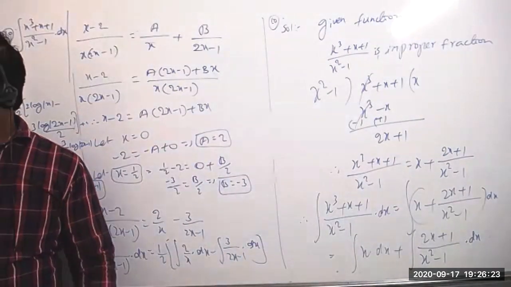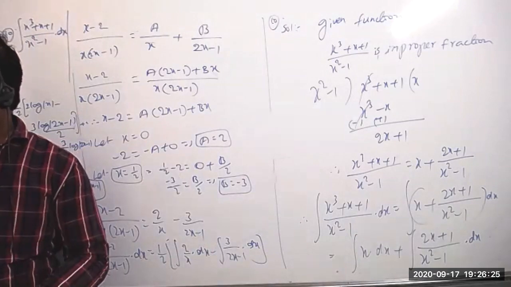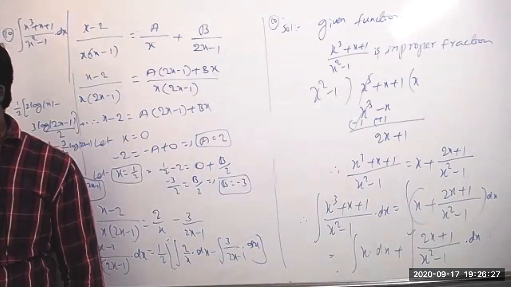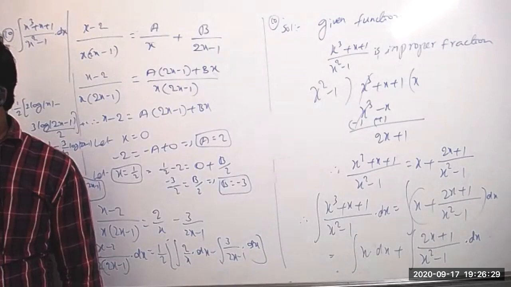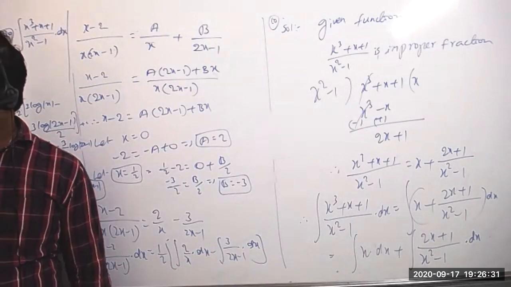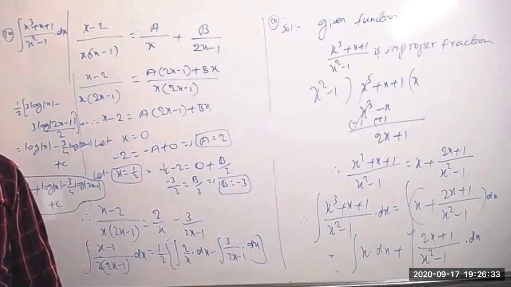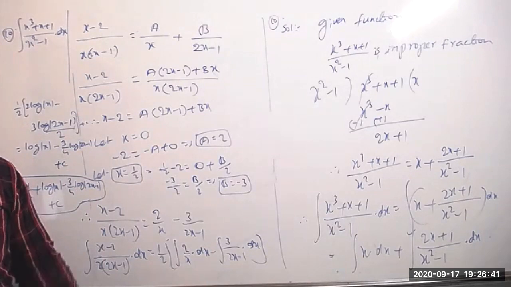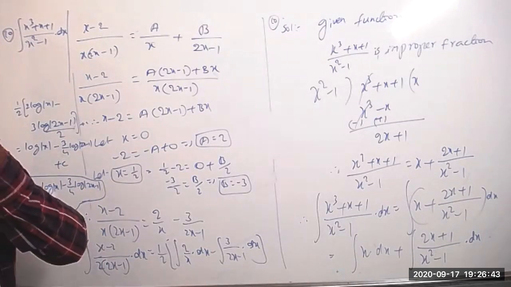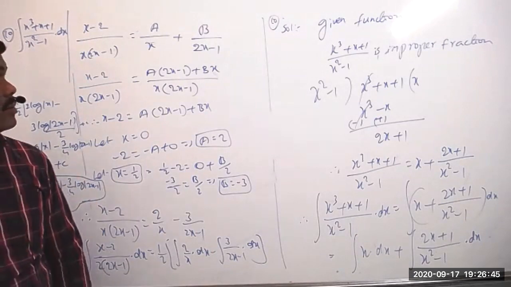That means when you resolve into partial fractions, we have written the factors there. X square minus 1 we got now. So that x square minus 1 you can write in the a square minus b square form. So a square minus b square equal to a plus b into a minus b. That is x plus 1 into x minus 1. Okay. And then you can start.